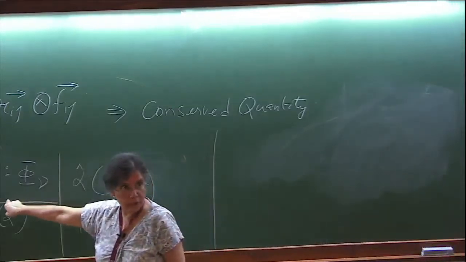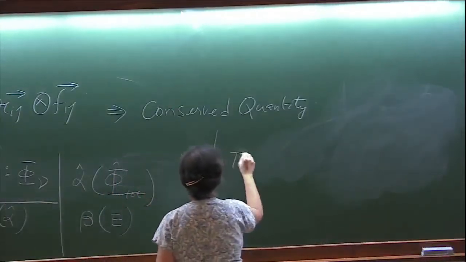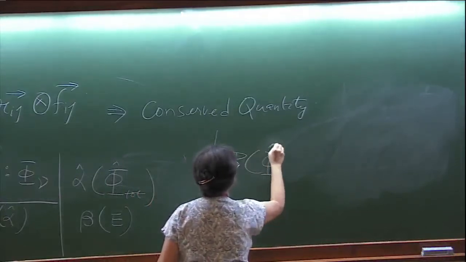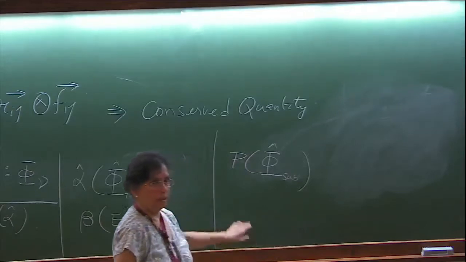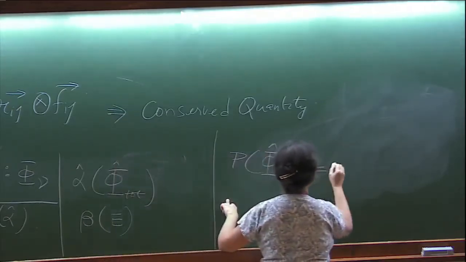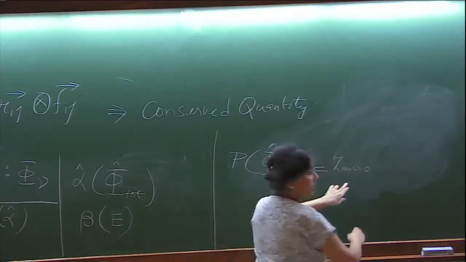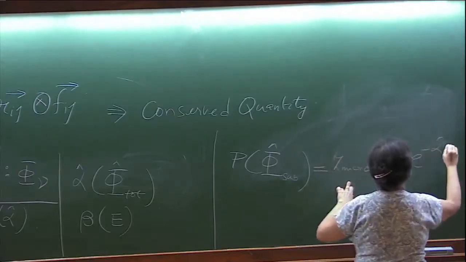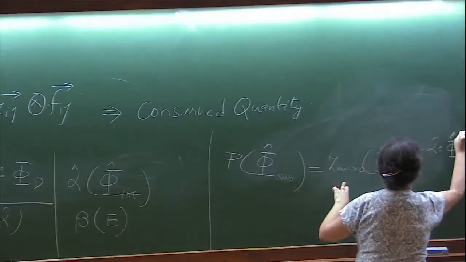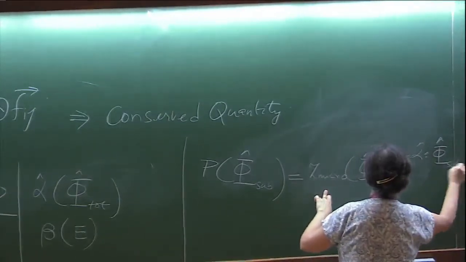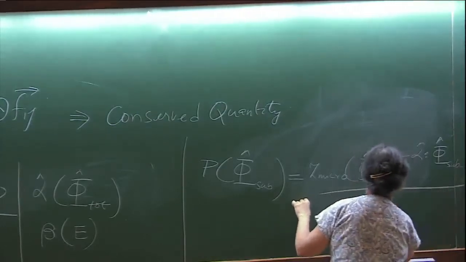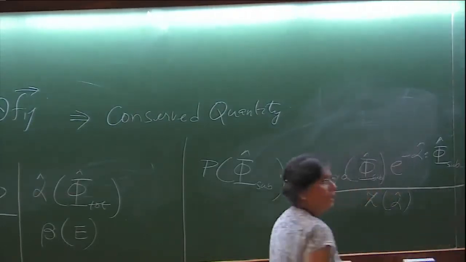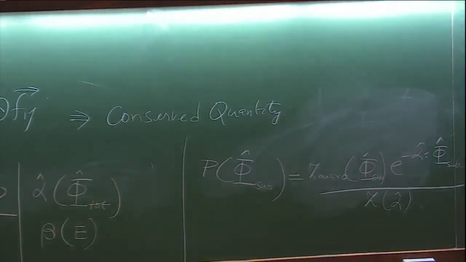If I start with this assumption, right, then the probability of finding a particular value of phi in my subsystem will be the density, this generalized density of states. Let me just pause here and ask if that makes sense. So there are big ifs in assuming this, but if I assume this, then this follows.